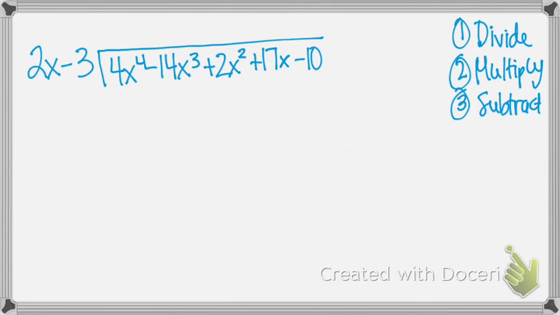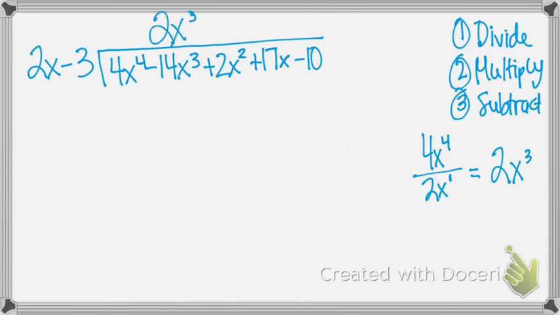So, first, we want to take the first term on the inside and divide it by the first term on the outside. So, we have 4x to the 4th divided by 2x. Well, 4 divided by 2 is 2. And remember, this x has an exponent of 1. We just subtract the exponents when we're dividing. So, 4 minus 1 is 3. So, up top, we have 2x cubed.